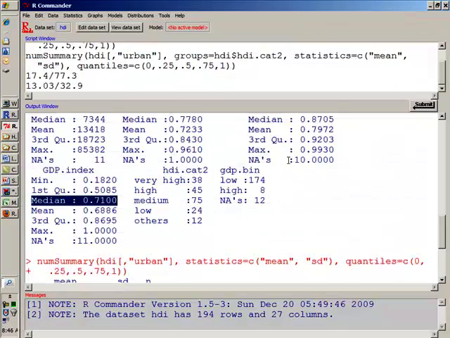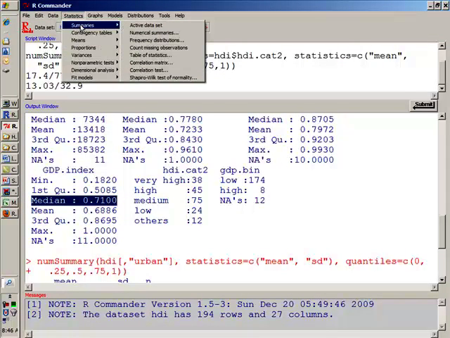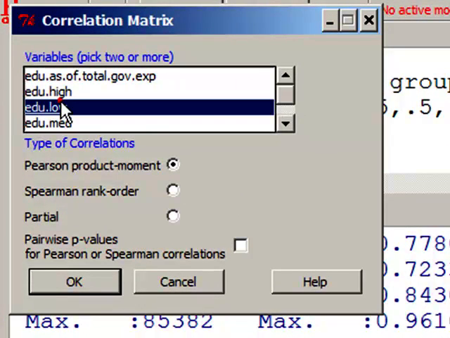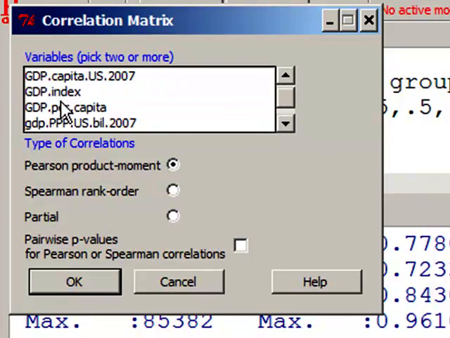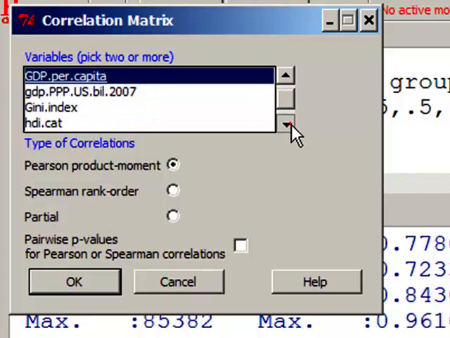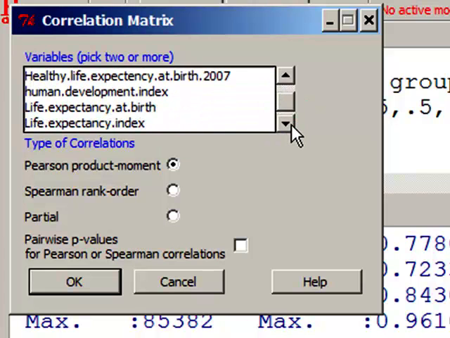And I will move to our Commander. I click on Statistics, and I click on Summaries, and after clicking on Summaries I click on Correlation matrix, and now I have to pick the two variables. So I have the GDP per capita, and I look for that. GDP per capita is right here, and the other one is life expectancy, and I will scroll down. These variables are listed in alphabetical order, and here's the other variable, life expectancy at birth.